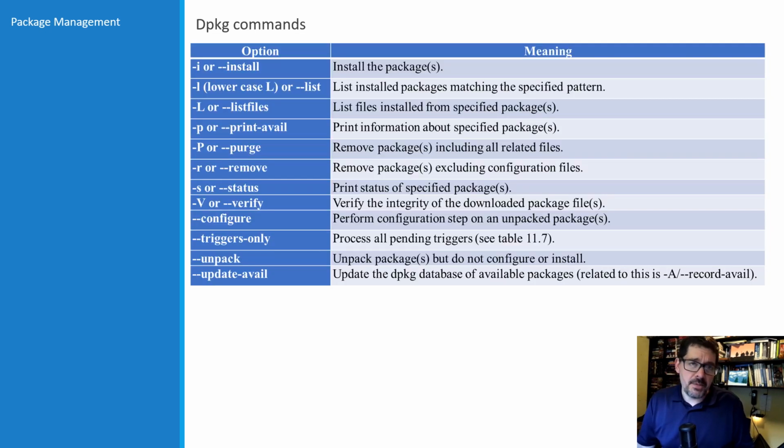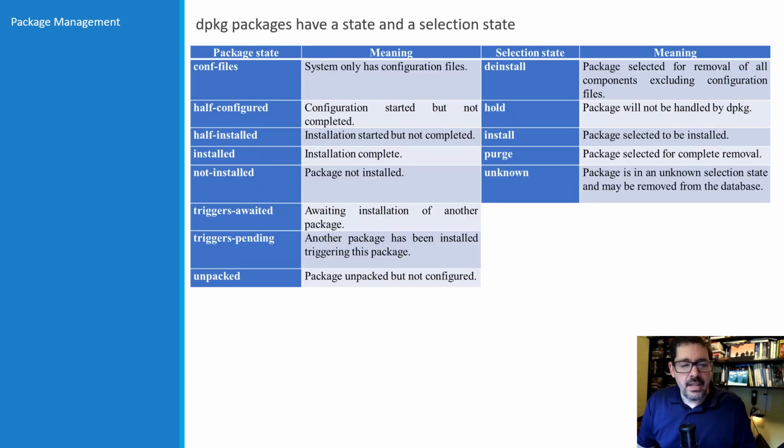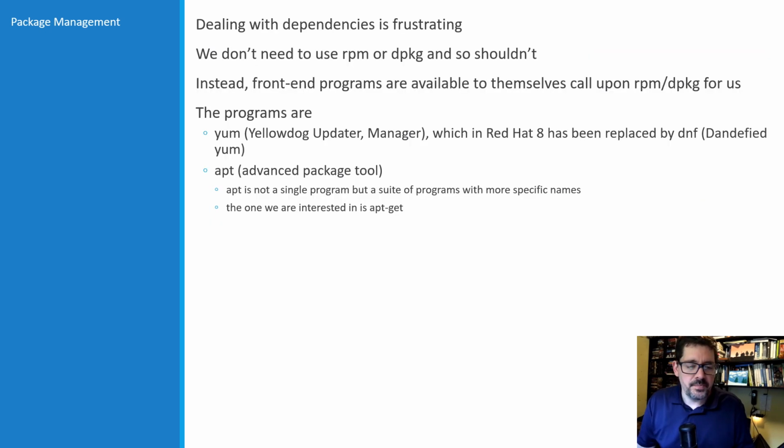So here are some of the options in dpackage, right? Very similar to RPM. It has a list of options. It's going to be the same issue, right? It's going to fail for dependencies. You have to go find them just like RPM. And again, here are some more options and commands for dpackage. So dealing with these dependencies is very frustrating.